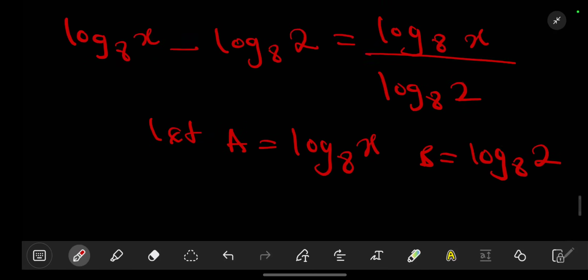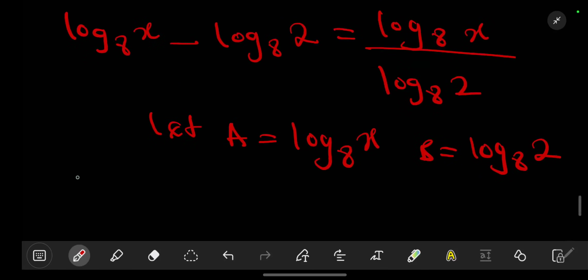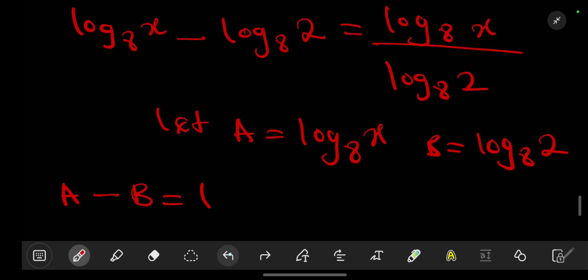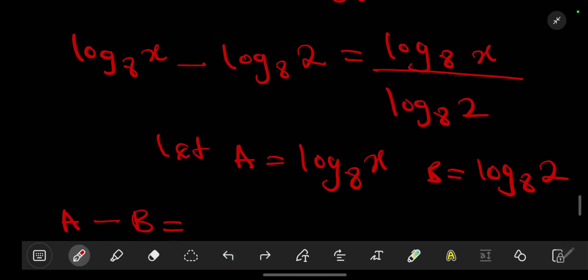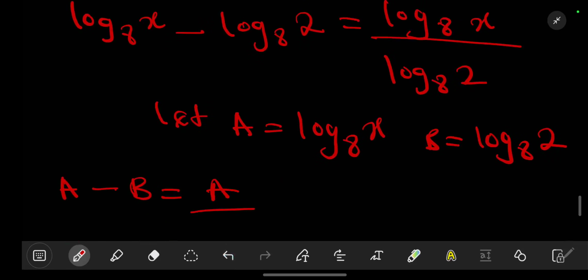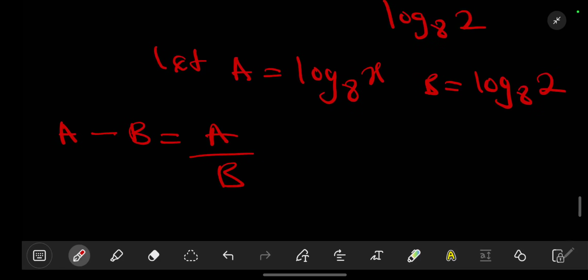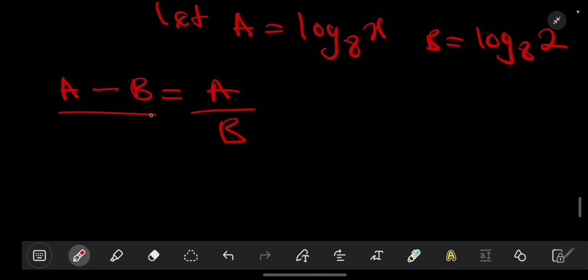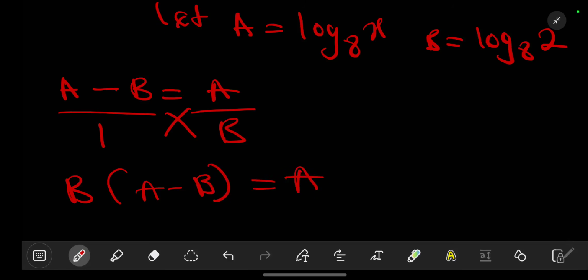So with that said, we are going to replace these values. Where you see that, you're going to say a minus b should be equal to a over b. This makes our problem more simple. From here we're going to cross multiply. So b multiplies everything, so it will be b open brackets a minus b, like that, should be equal to a.